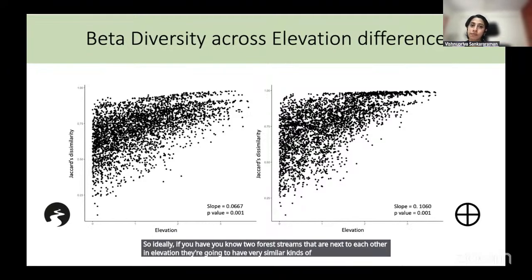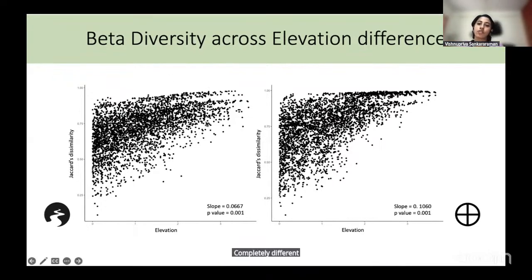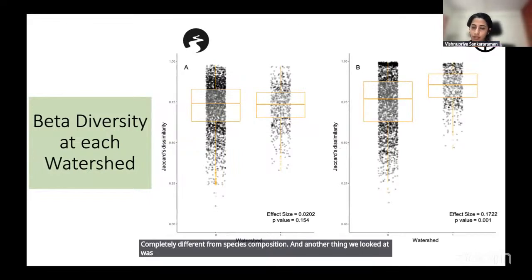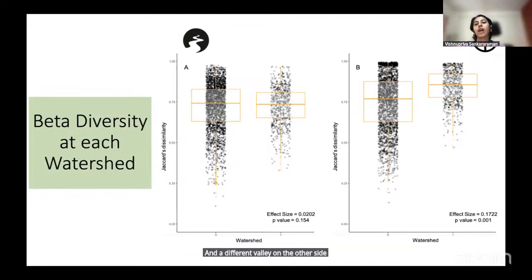Even a tea plantation and a forest next to each other at the same elevation will have very similar species. Whereas if you have a forest at low elevation versus a forest at high elevation, you'll have completely different species composition. Another thing we looked at was the two watersheds in the study, which means all of the streams would drain into one river valley on one side and a different river valley on the other side of my study area. And we thought to also see if that makes a difference in what kind of species there are.